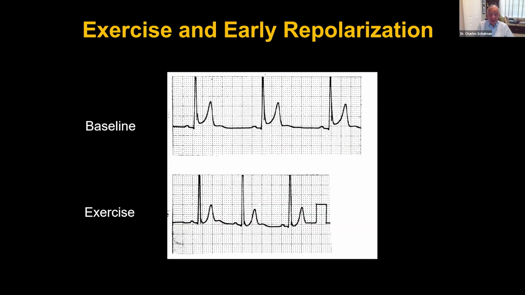And this is what happens if you exercise somebody with this abnormality. It improves. See, got better. So if you have such a patient in your clinic, what you might do is ask them to exercise, do jumping jacks, in order to try to raise their heart rate and see if you can get the same result.